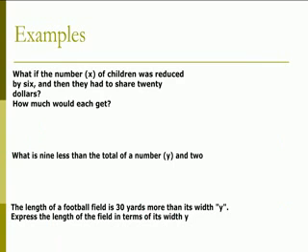Let's do some examples. What if the number x of children was reduced by 6, and then they had to share $20? How in the world would we write this? First of all, let's figure out what we know. We know that the number x of children, so the number of children, is a variable, and it was reduced by 6, and then they had to share $20.